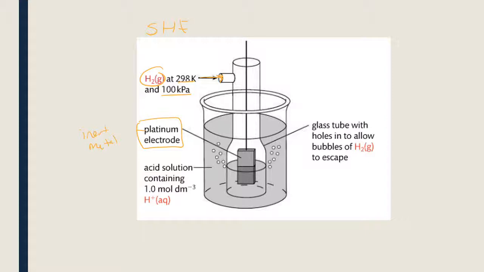So as you can see, as the reaction is going on, we have these bubbles. In this glass tube, there are actually holes that allow these bubbles to escape, showing you that you have a reaction going forward. We have an acidic solution containing 1 mole per decimeter cubed of hydrogen ions aqueous. So it is an extremely acidic solution with a pH of 0 actually. And so there you have our H+, and we're pumping in H2, so it allows us to therefore create H2 and H+ at the same time.